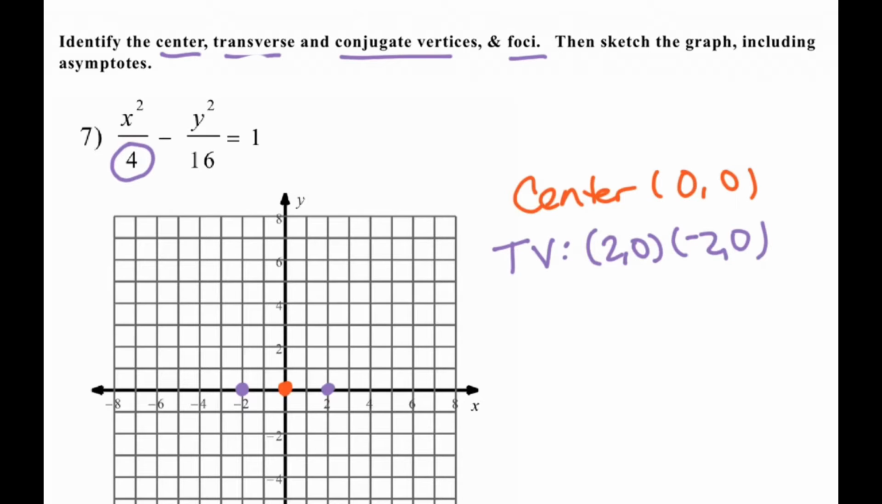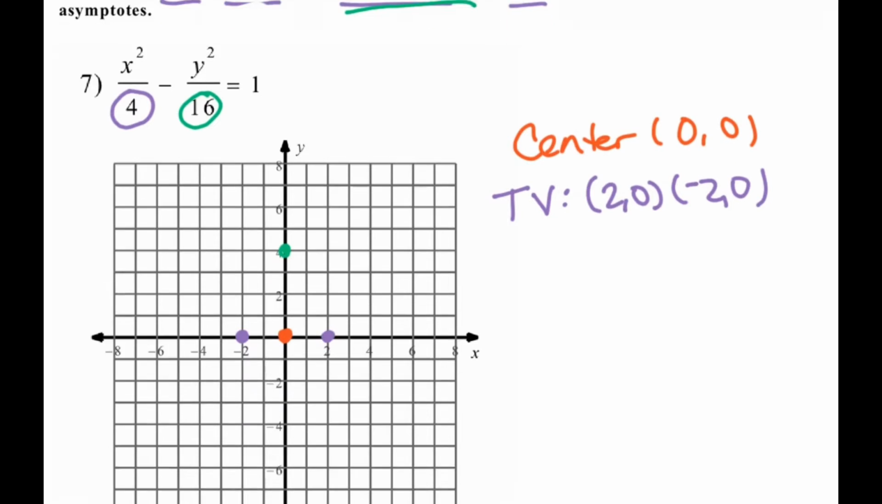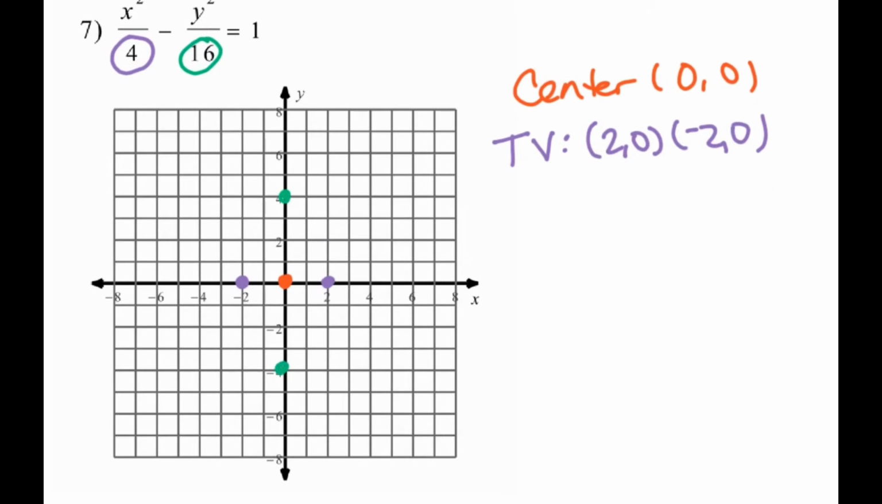For my conjugate vertices, I'm going to take the square root of 16, and I'm going to go vertically because they're with the y. So I'm going to go up 4 and down 4. I'll put conjugate vertices, and those are going to be 0, 4, and 0, negative 4.